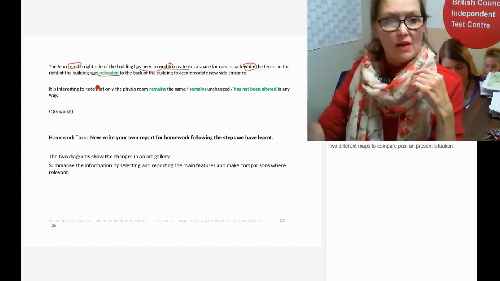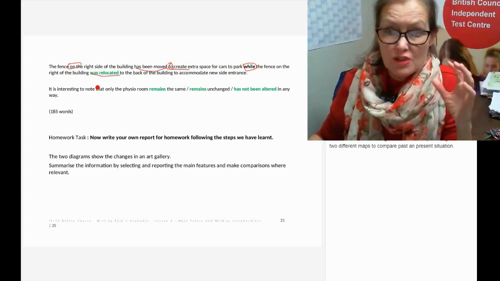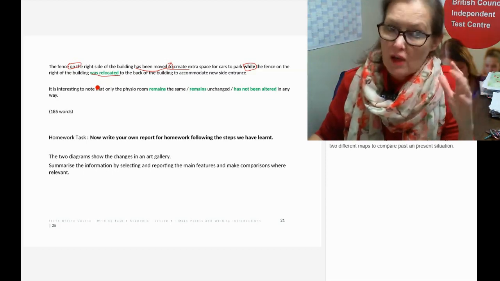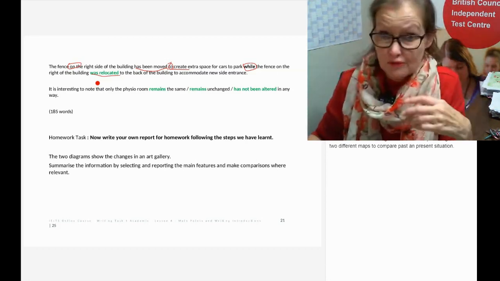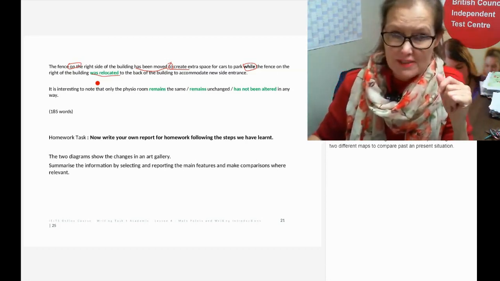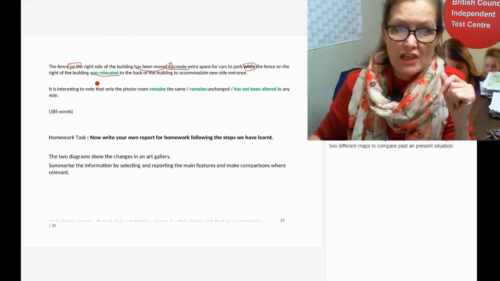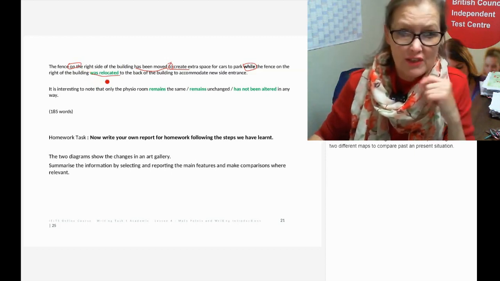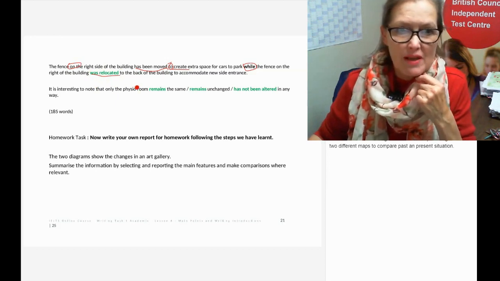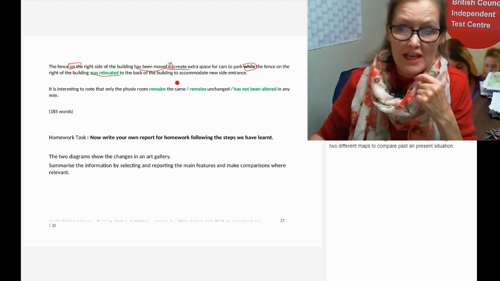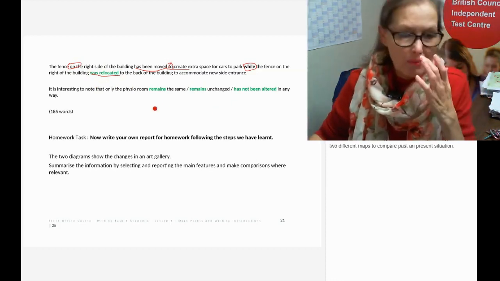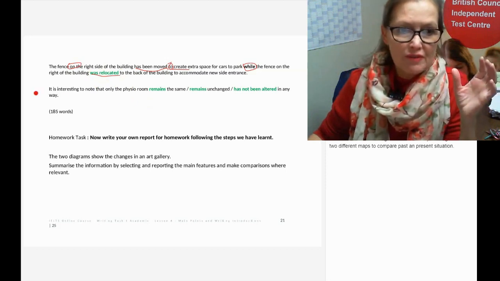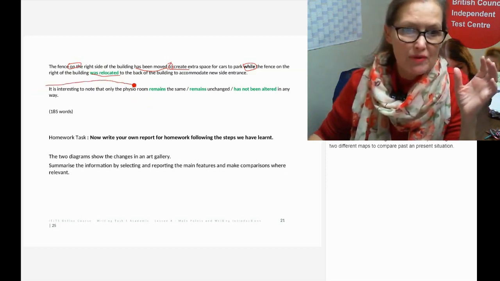Now this is something that, especially at lower levels, students do often when they're writing, of course, in a hurry, and of course, under pressure. They might write been moved, been moved, been moved, and they might repeat the same vocabulary. So I've just tried to illustrate to you here how to change that vocabulary. So the fence is relocated to the back of the building to accommodate a new side entrance. And then the one little point, I've got a useful little phrase here that you can sometimes wrap up with. It is interesting to note that.